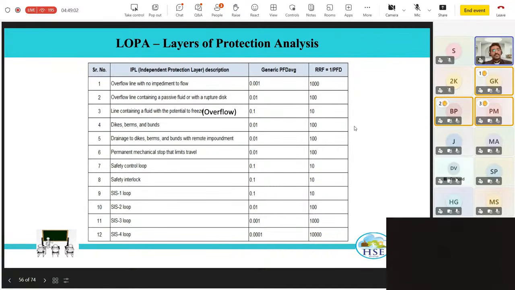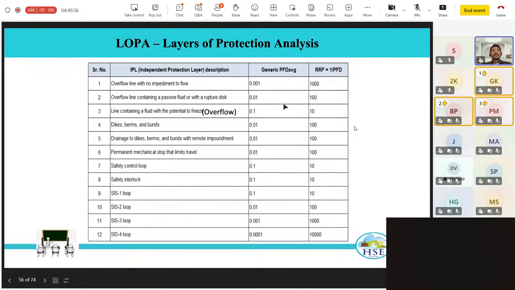Whereas if you look at the PFD average, it is 0.001. That means 10 raised to minus 3, so 1 upon 10 raised to 3. That means 10 raised to minus 3 is the credit you get. Similarly, for an overflow line containing a passive fluid or with a ruptured disc, basically you have a liquid seal, and many times you have that sealing fluid, and you can have the ruptured disc also in some instances. In that case, the risk reduction is only 100, or a generic PFD of 10 raised to minus 2.